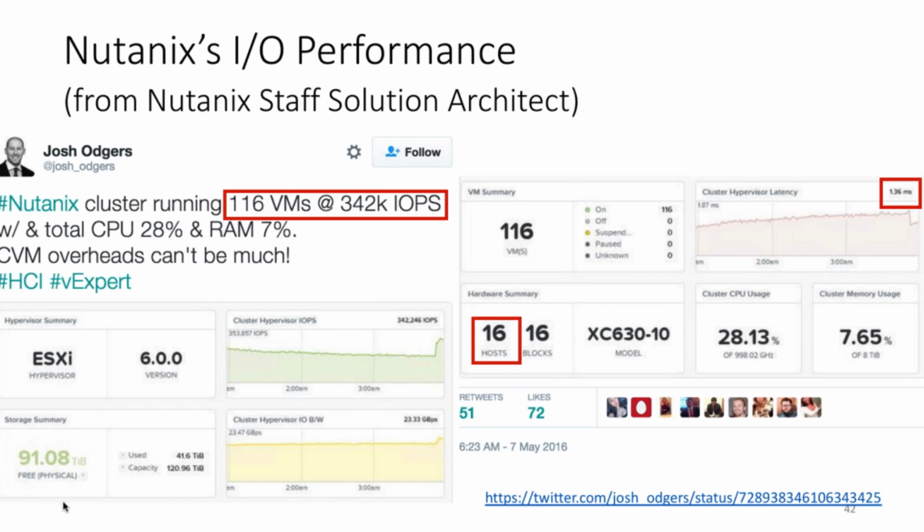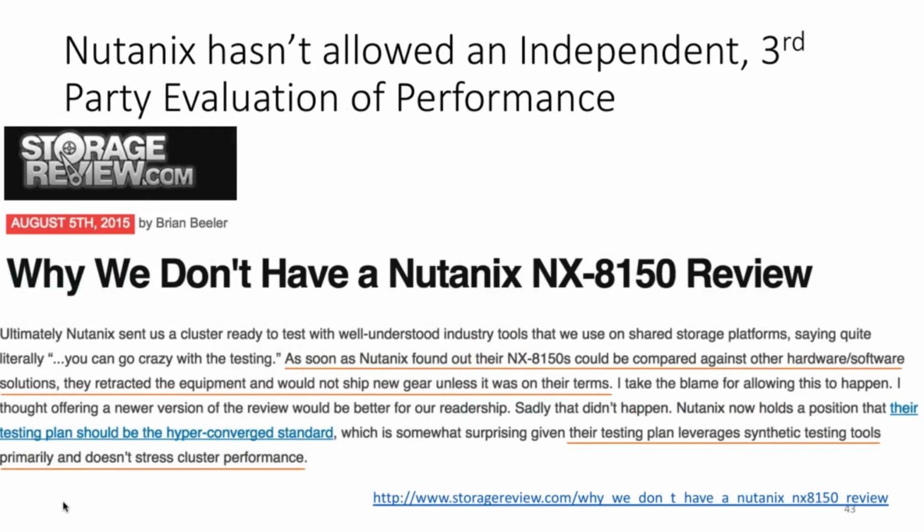So we did some digging around, and it turns out one of their technical solution architects was running some benchmarks. This is an example of something he published on Twitter. He's got a Nutanix cluster running 116 VMs at 342,000 IOPS. You can see he's got 16 hosts, and in the top right, a latency of 1.36 milliseconds. So we said, all right, here's something he did. Let's see what we can do.